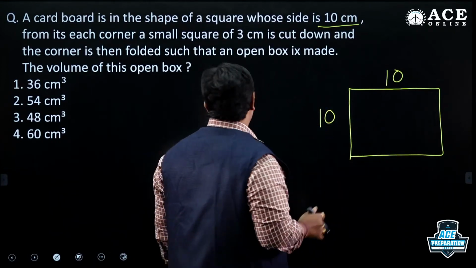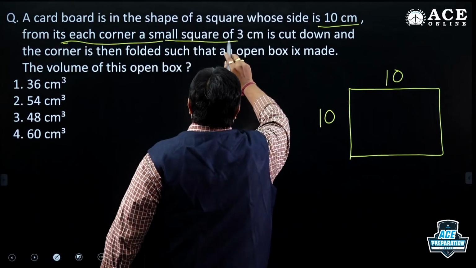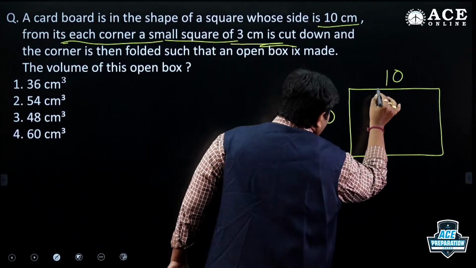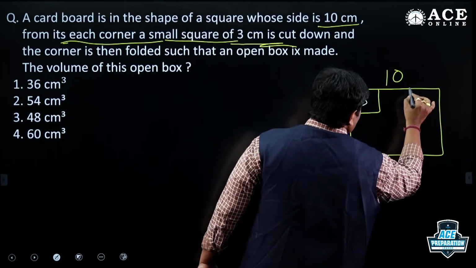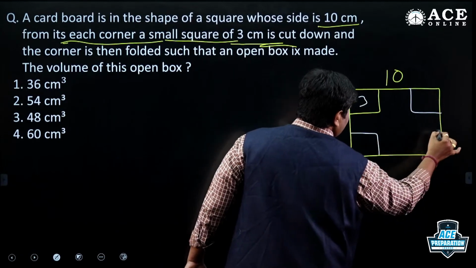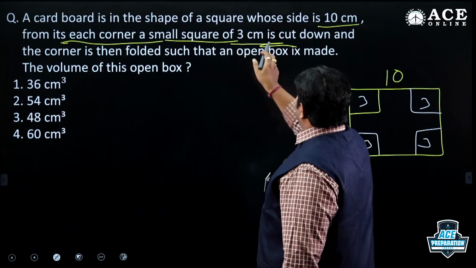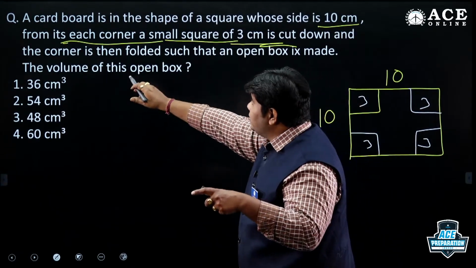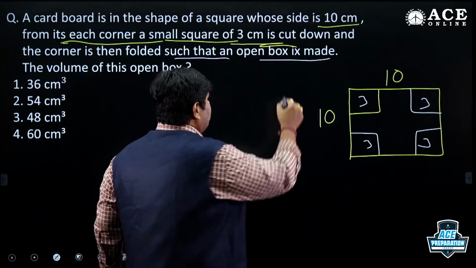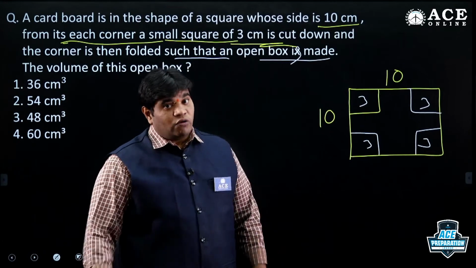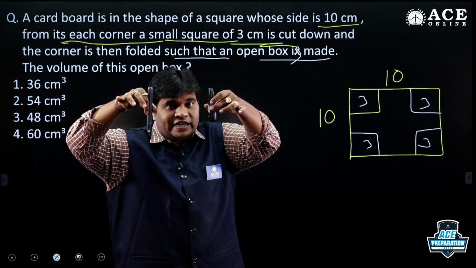Then what is the concept next? From each corner, a small square of 3 centimeter is cut down, and the sides are folded such that an open box is made. Suppose the sides are 3 centimeter, 3 centimeter. You can fold it open like this and we get one box.